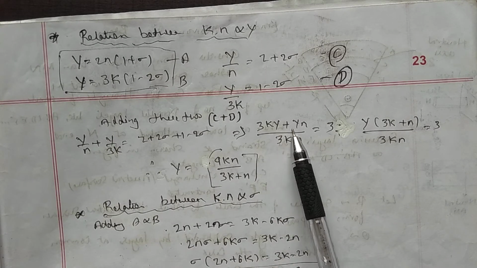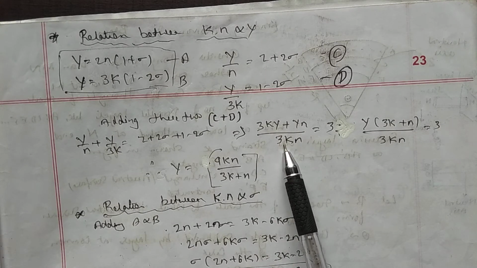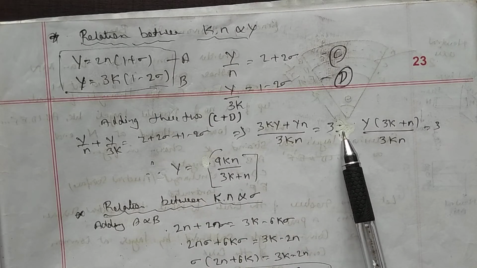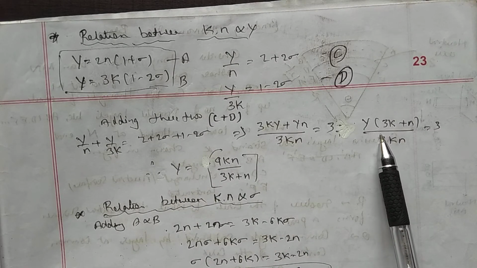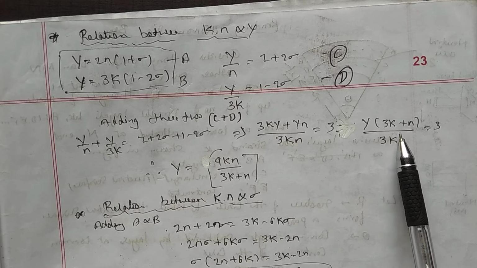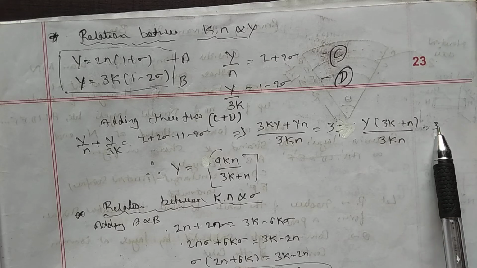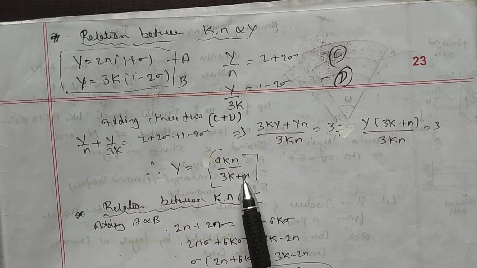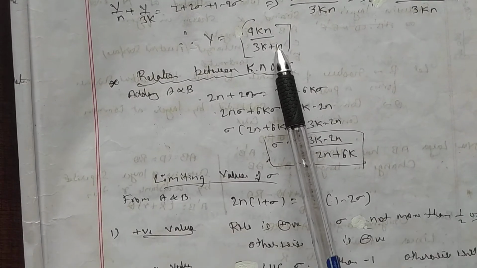So this may be simplified altogether. We can write it as (3KY plus Yn) divided by 3Kn is equal to 3, or Y into (3K plus n) by 3Kn is equal to 3. Rearranging the terms, we get Y is equal to 9Kn divided by (3K plus n).